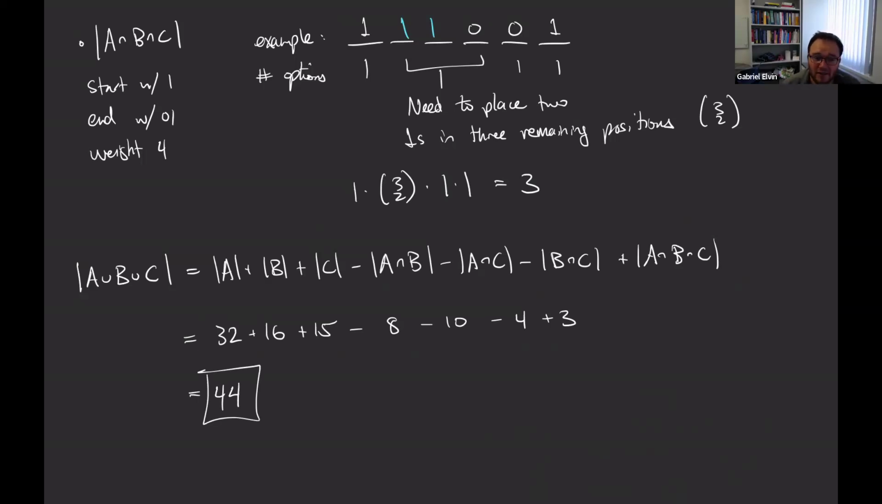And one other thing to note, right? So how many bit strings are there total? 6 bit strings. There are 2 to the 6, so 64. So most of them have at least one of these properties. Cool.